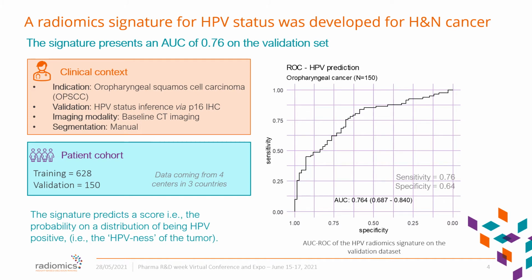In the case of HPV, we trained and validated a radiomic signature to determine HPV status in a large, multicentric dataset of oropharyngeal squamous cell carcinoma. The signature performed strongly with an AUC of 0.76 when compared to the binary classification of P16 immunohistochemistry. In contrast, the radiomic signature predicts a score along a distribution, i.e. the HPV-ness of the tumor, upon which a threshold can be applied to produce a binary classification of HPV status.